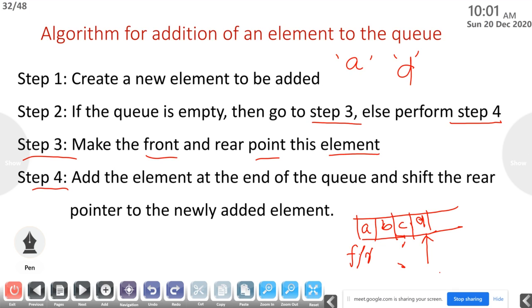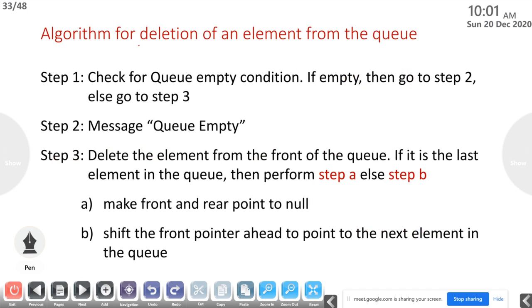Then deletion, the algorithm for deletion of an element from the queue. Okay, first thing, check for the queue empty condition. If you want to delete an element from the queue, then something must be there. Only then can we delete an element from the queue. So first we want to check whether the queue is empty or not. If empty, then go to step 2. This is step 2: message queue is empty. Then exit.